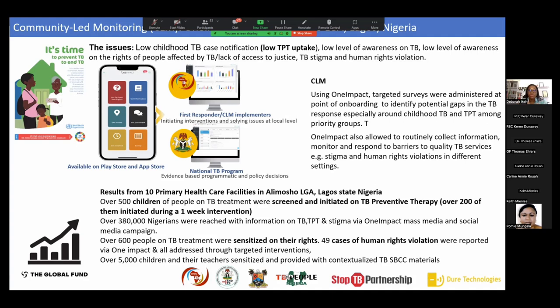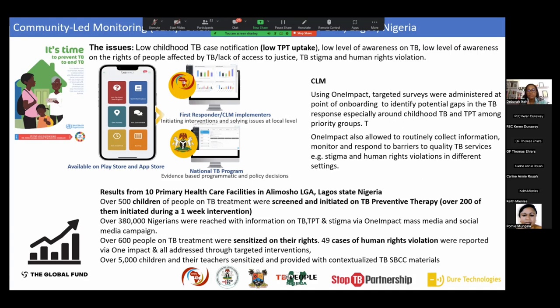We were able to reach over 5,000, I beg your pardon, children and their teachers with information on TB, TPT, childhood TB. They were all sensitized and provided with contextualized SBCC materials.